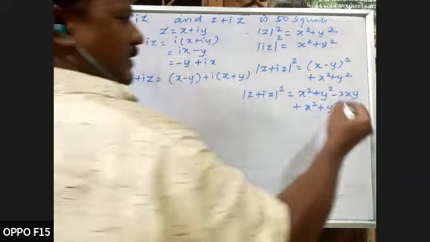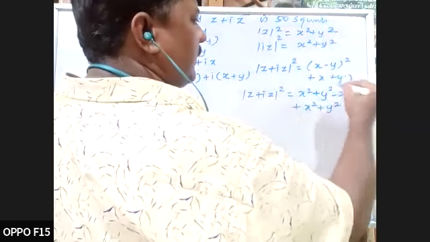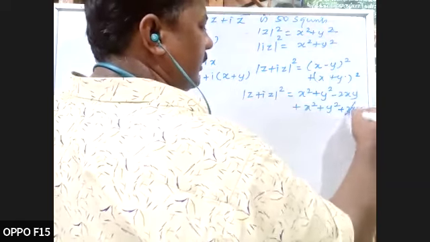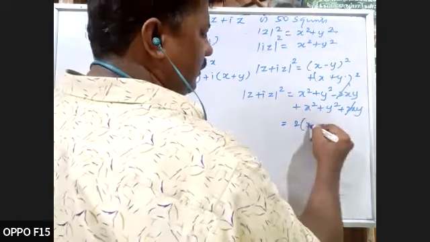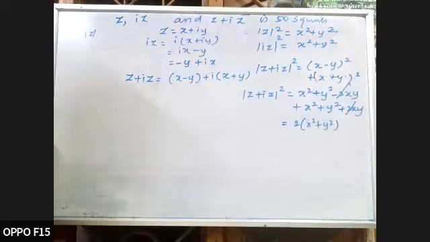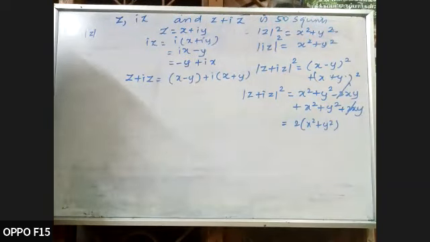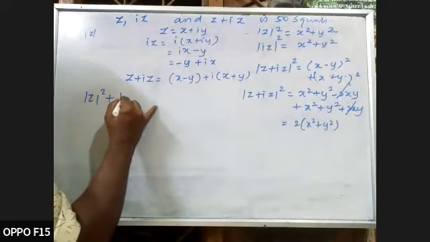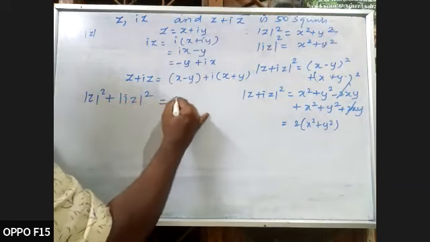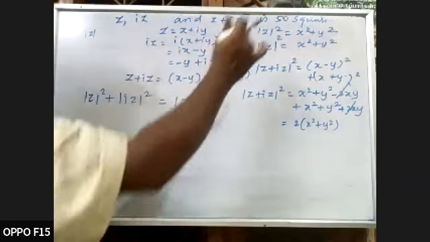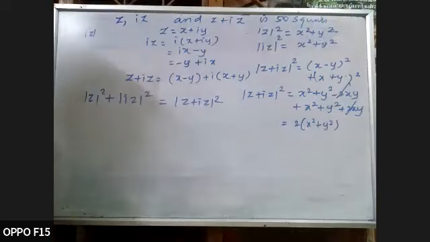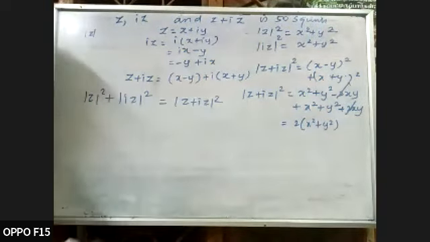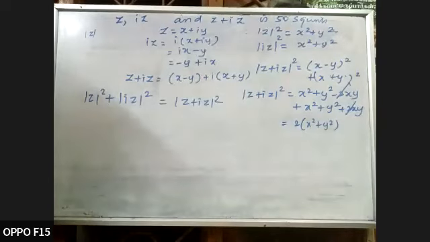Here minus 2xy and plus 2xy cancel, so we get 2 times x square plus y square. So modulus of z square plus modulus of iz the whole square equals modulus of z plus iz the whole square, that is 2 times x square plus y square. Looking at the distances of the sides, this means it's a right angle triangle.